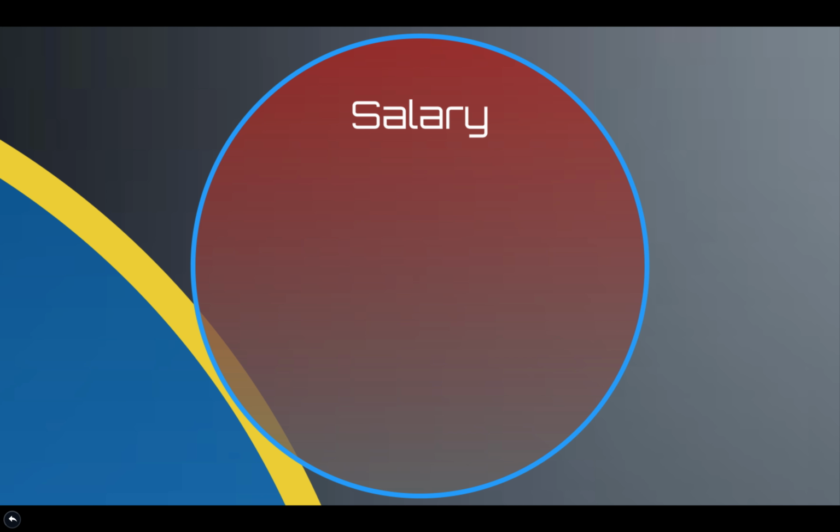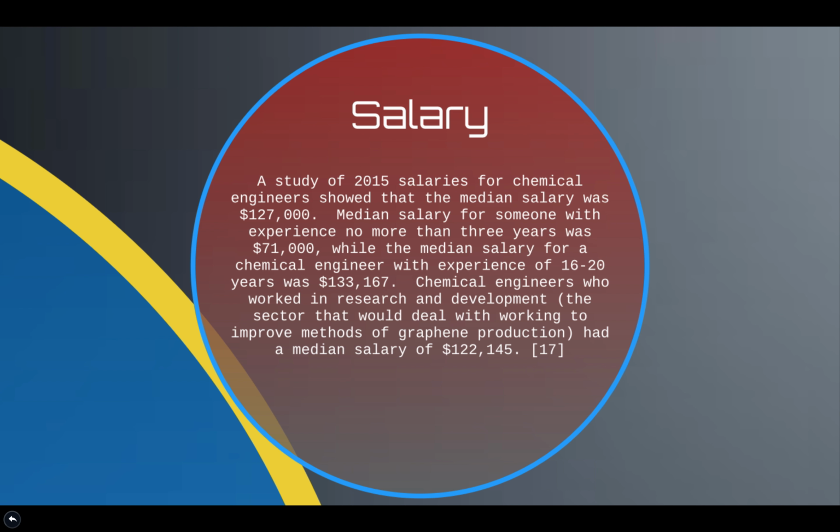The most current salary information I could find about chemical engineers was from 2015. The median salary for chemical engineers was $127,000. For someone with no more than 3 years of work experience, the median salary was $71,000, and for someone with 16 to 20 years of work experience, the median salary was over $133,000. So this field gives a lot of room for growth.